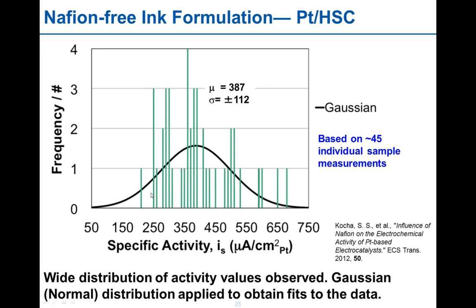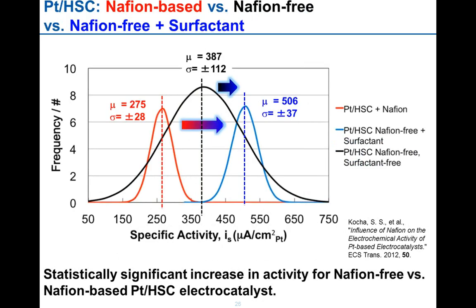On the other hand, the fact that for Nafion catalysts, as I'll show later in the next slide, the mean value for the specific activity is closer to 275 micrograms per centimeter square, and this one is 387. Not only that, you have quite a few data points at these high specific activities over here. So this kept us going because we wanted to get reproducible high numbers for activity, if at all it was possible.